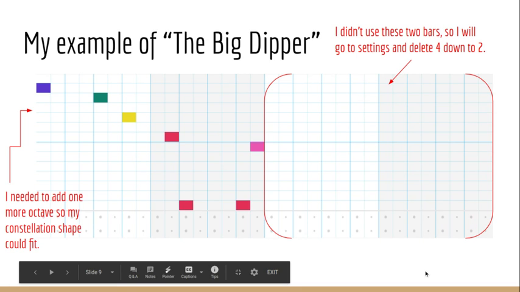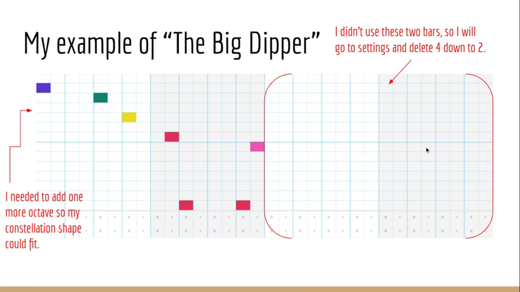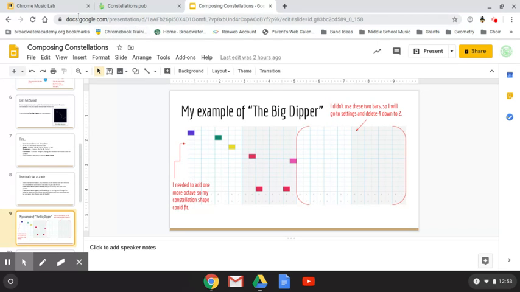So here's what mine looked like when I put mine in. So here's my Big Dipper. And then I ended up having 4 bars, but I only used 2. So I deleted 2 bars so that I could just have this by itself. Now I want to show you.